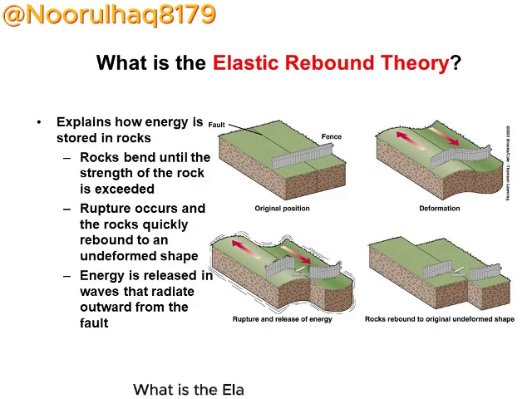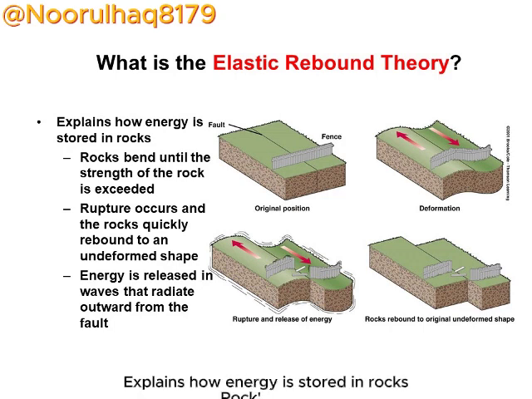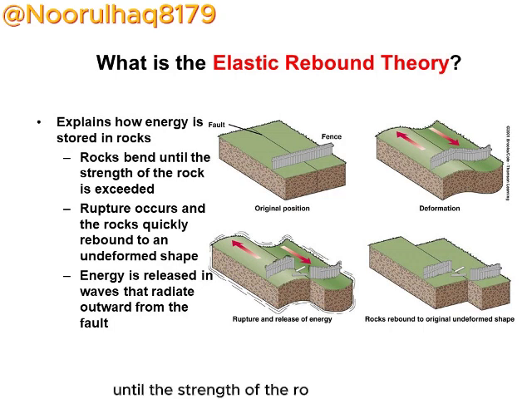What is the elastic rebound theory? Explains how energy is stored in rocks. Rocks bend until the strength of the rock is exceeded. Rupture occurs and the rocks quickly rebound to an undeformed shape. Energy is released in waves that radiate outward from the fault.